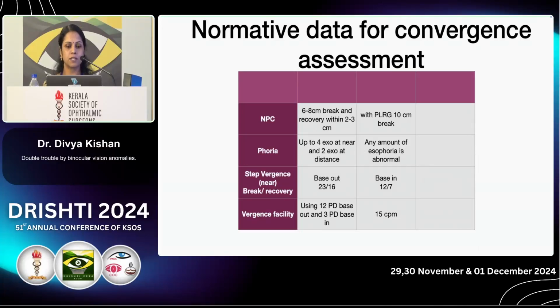These are the normative data that we expect in patients during the convergence assessment. NPC should be about 6 to 8 centimeters. Foria up to 4 exo at near is normal and 2 exo at distance. The vergence with base out is 23-16 and with base in 12-7, and vergence facility should be 15 cycles per minute.